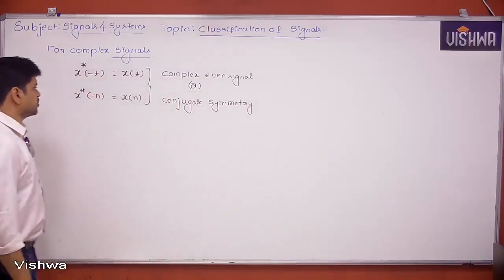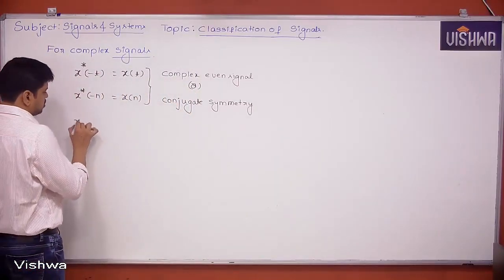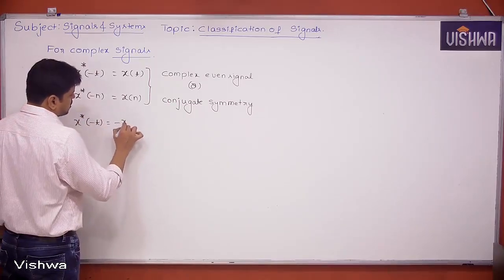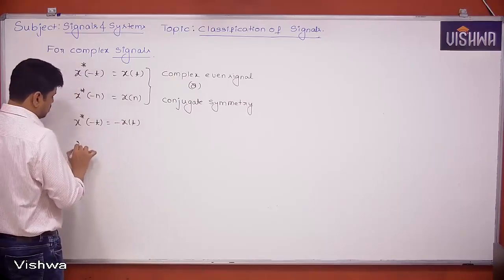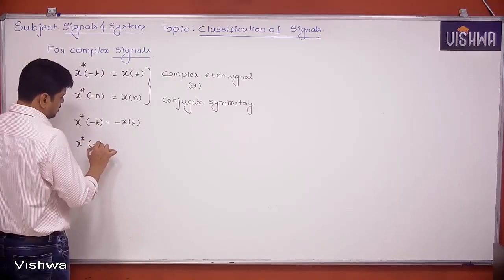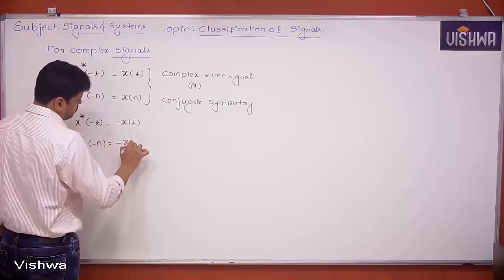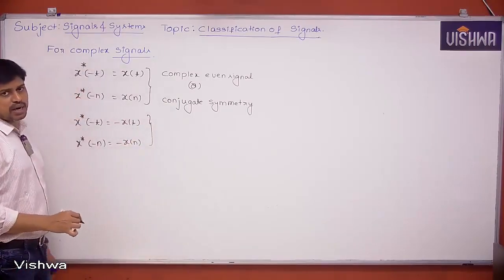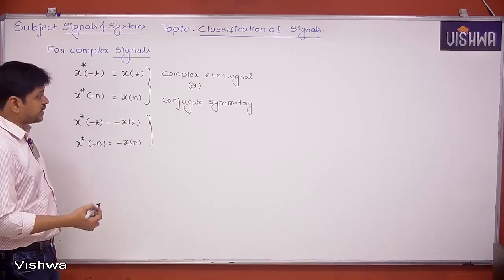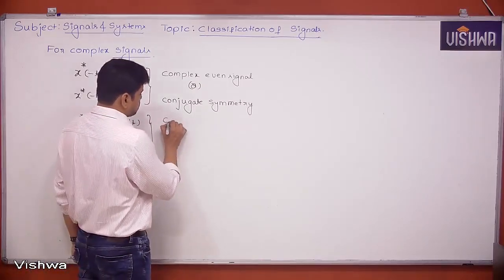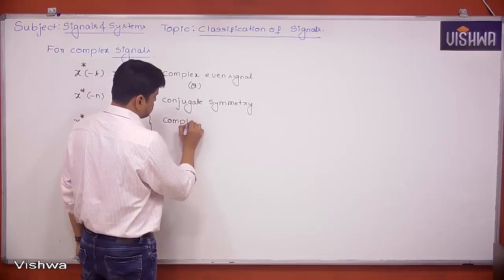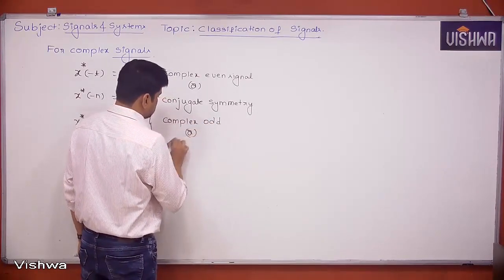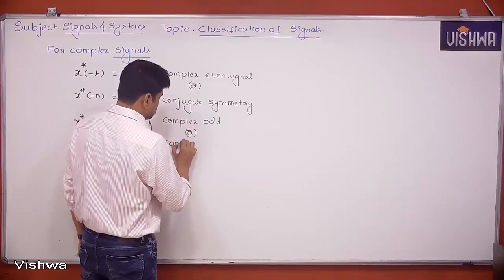Conjugate symmetry. In the similar manner, x conjugate of minus t is equal to minus x of t, x conjugate of minus n is equal to minus x of n. Then we can call the signal a complex odd signal or conjugate antisymmetric signal. Complex odd or conjugate antisymmetric.